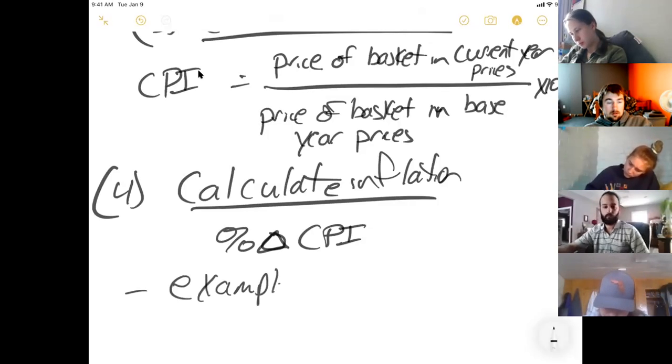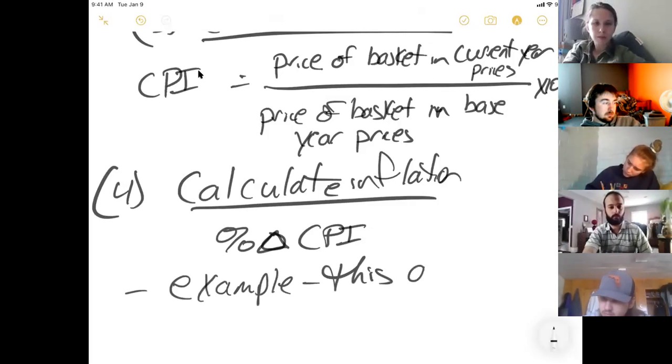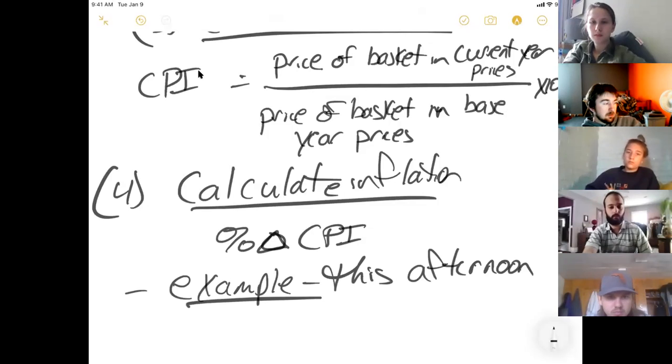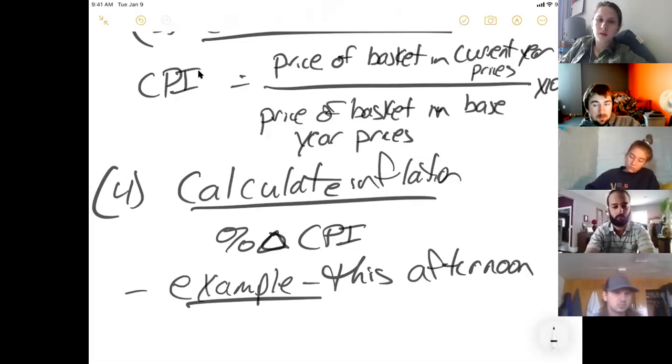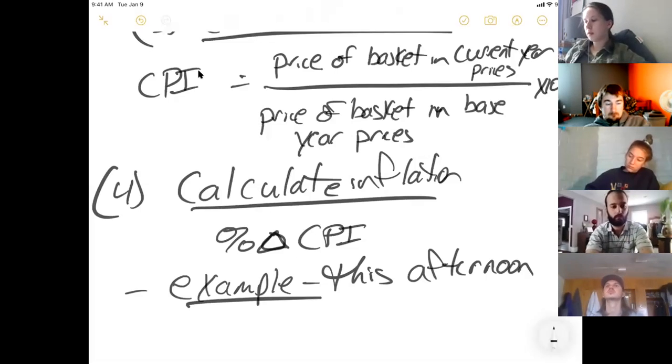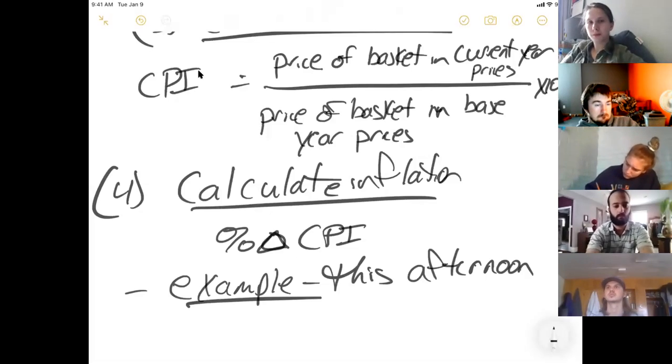So this afternoon, I want to come back and work through an example of this. Okay, so we'll actually work through an example of doing the consumer price index this afternoon as a way to practice doing that. Maybe actually if we have a little bit of time this morning, we'll do that. But I do want to make sure that we finish up a little bit before 11. But we'll come back and work through an example so that we understand that.